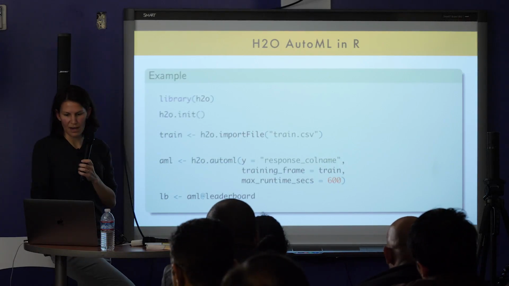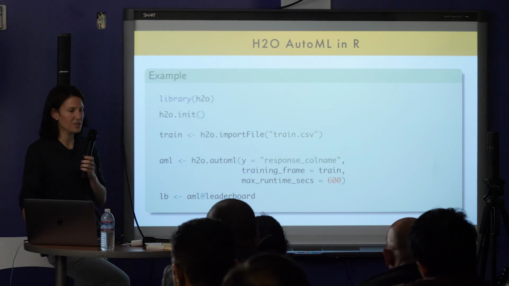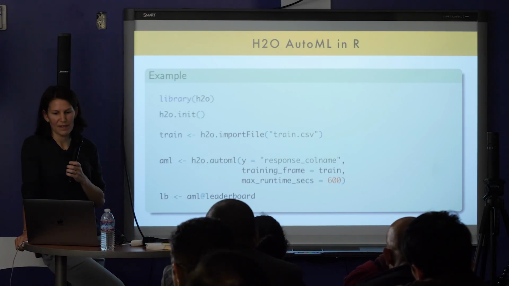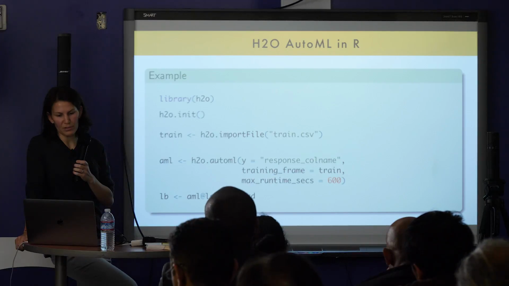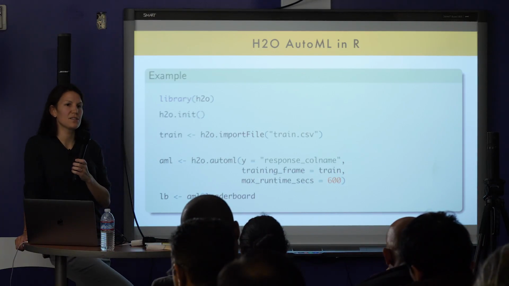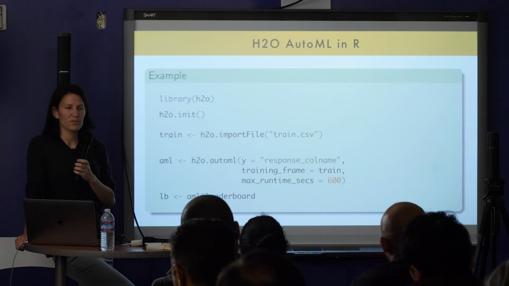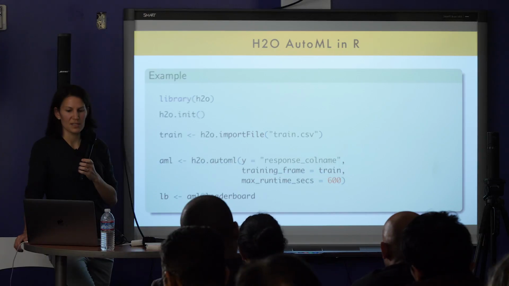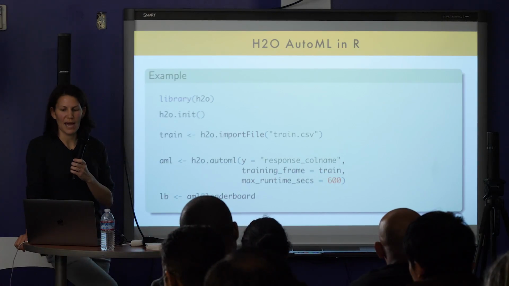And then for the R people in the room, this is what it would look like. So this follows the general H2O interface. You load the library, and you always have to start up the H2O cluster. That's why I mentioned what the H2O cluster is, because you just need to know that there's one line of code that you need to add to do that.